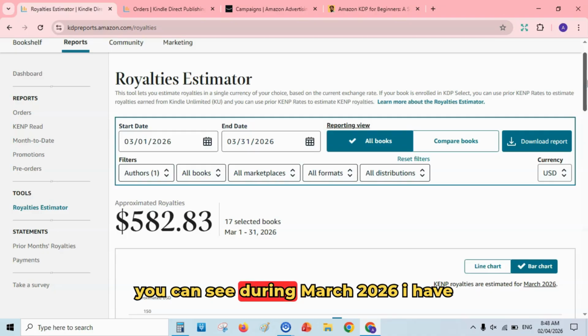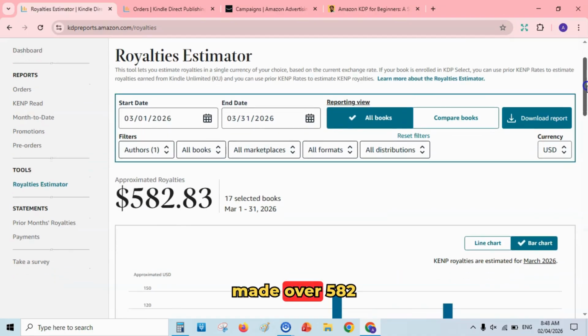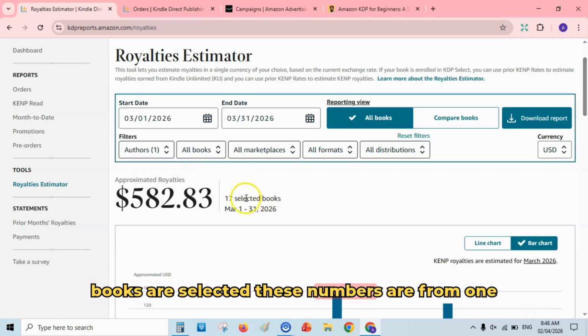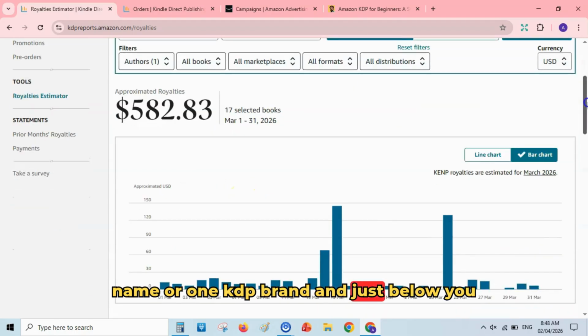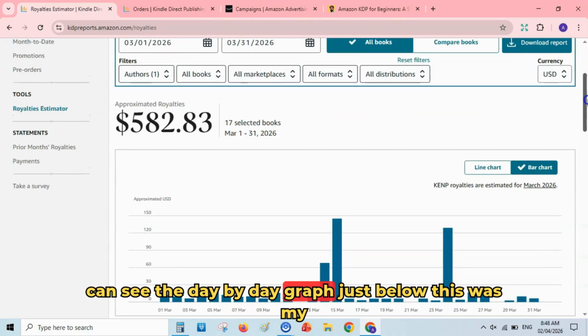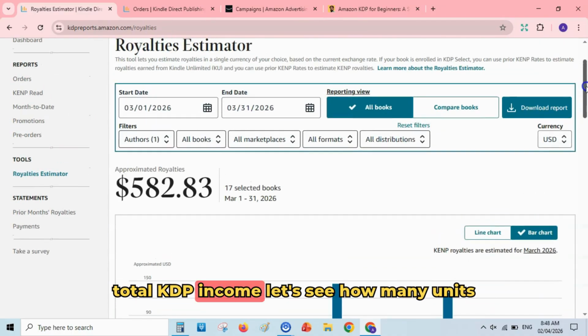You can see during March 2026 I have made over $582 in book royalties. 17 books are selected. These numbers are from one pen name or one KDP brand, and just below you can see the day by day graph. This was my total KDP income.